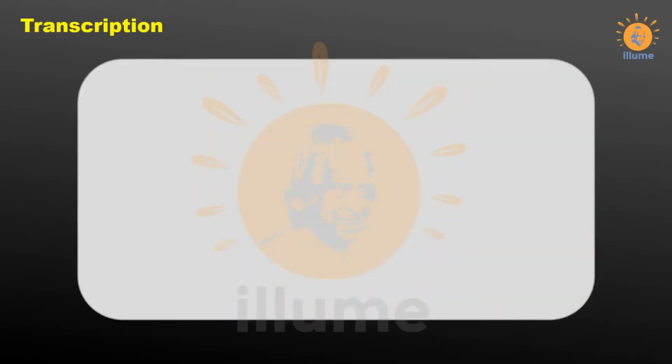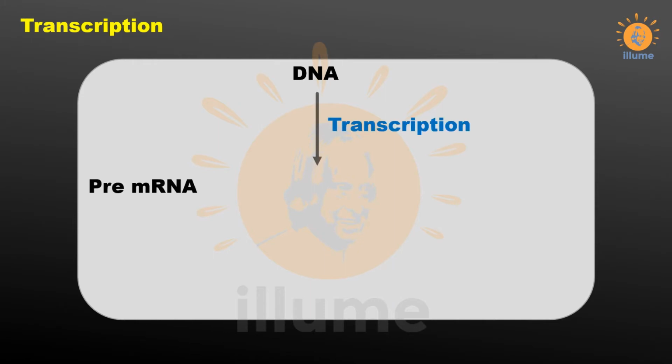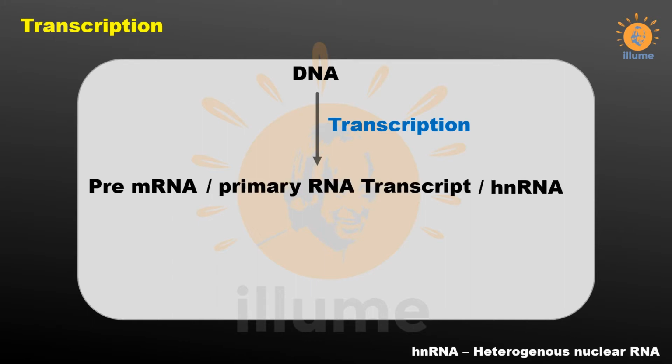Let's start with transcription first. I'll be dealing with transcription in a very short way because our main topic today is mRNA maturation. But to understand mRNA maturation, first we need to see what transcription is. In transcription, as I said earlier, DNA first gets transcribed into RNA. Just after transcription, the mRNA which is formed is actually called pre-mRNA, or primary RNA transcript, or hnRNA, that is heterogeneous nuclear RNA. Why these terms are called so, we will discuss in the upcoming time.